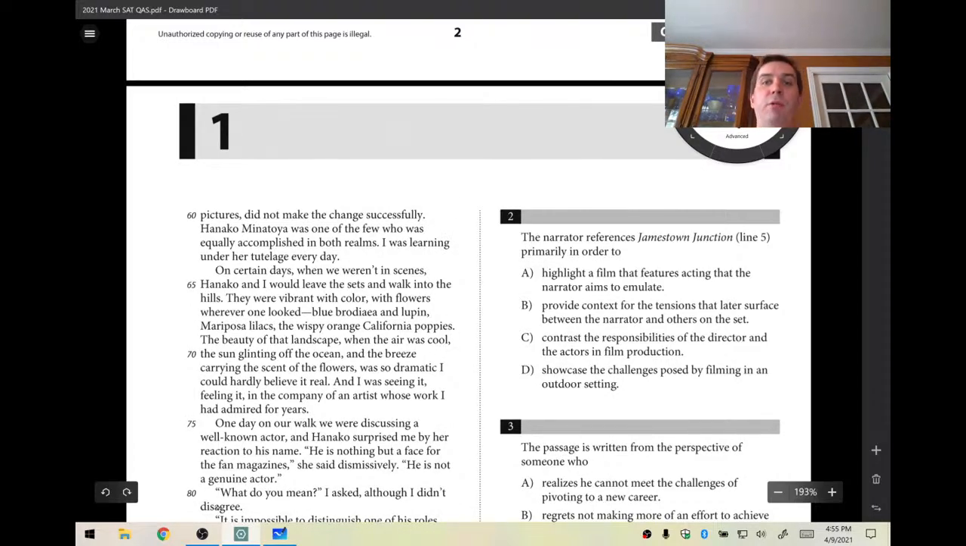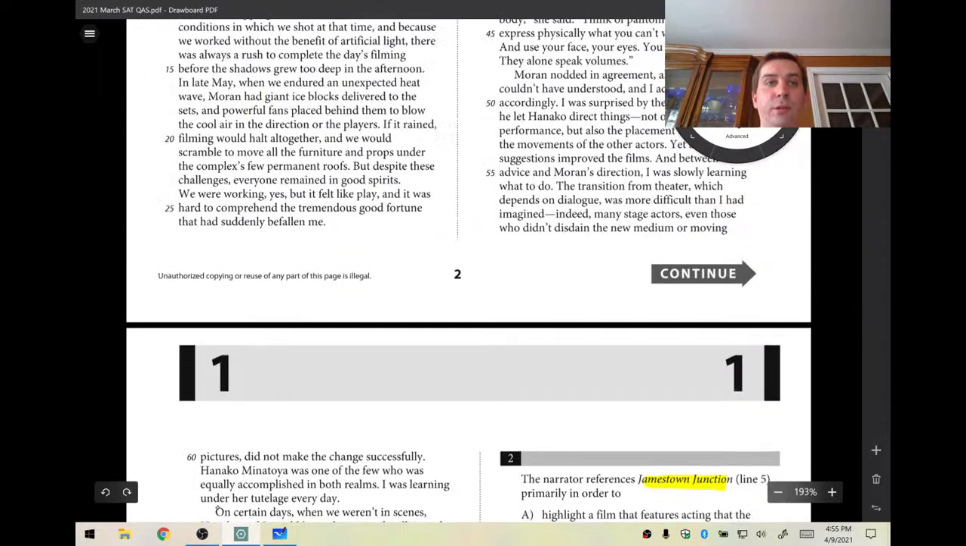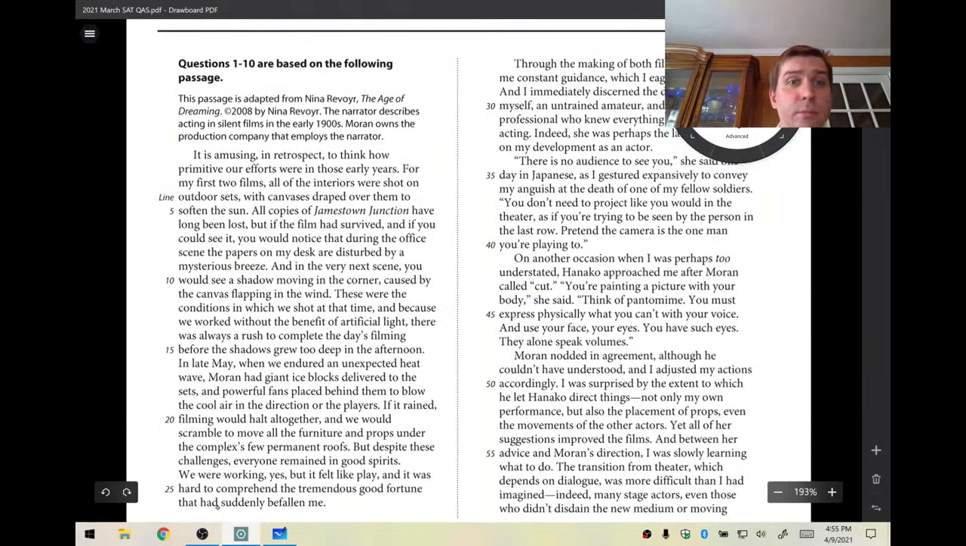All right, it says the narrator references Jamestown Junction in line 5 in order for what reason? Let's look at this. I'll just highlight this bit. All copies of Jamestown Junction have long been lost, but if the film had survived, and if you could see it, you would notice that during the office scene, the papers on my desk are disturbed by a mysterious breeze.